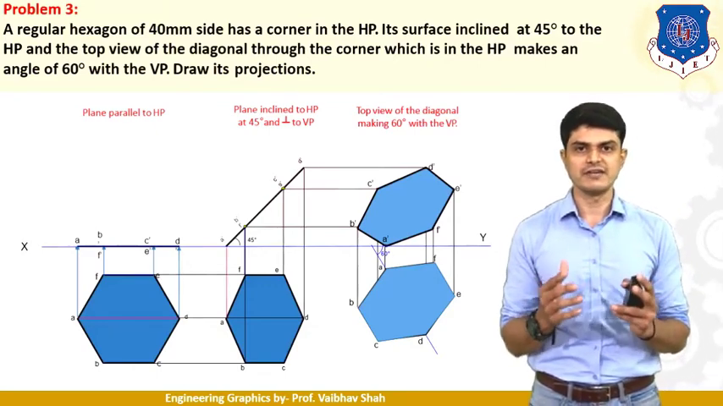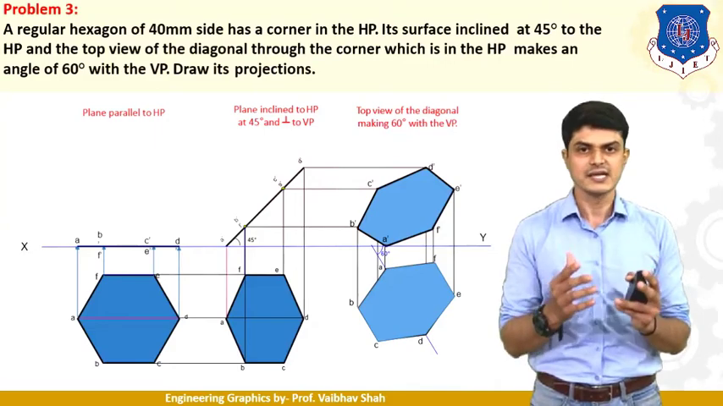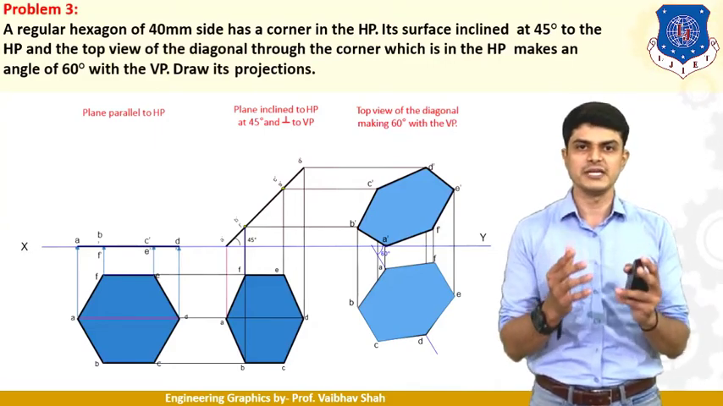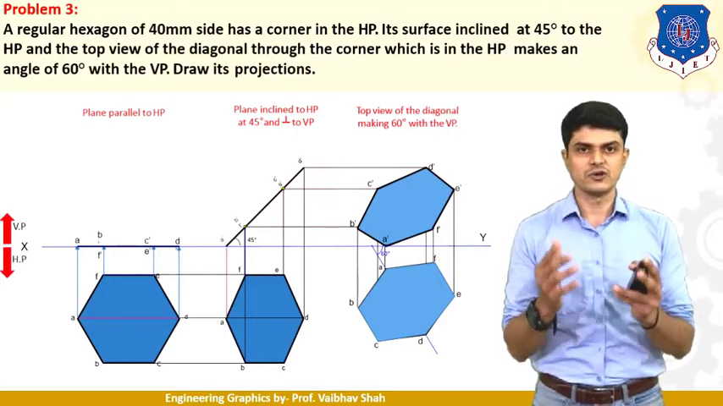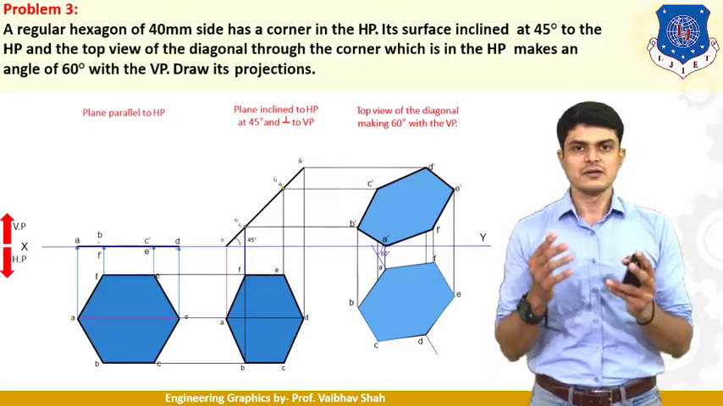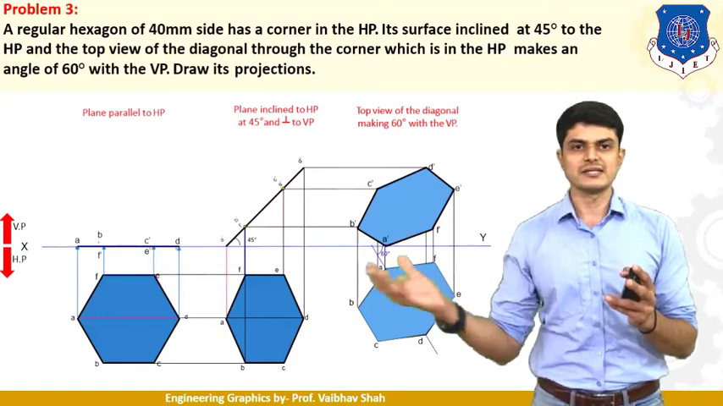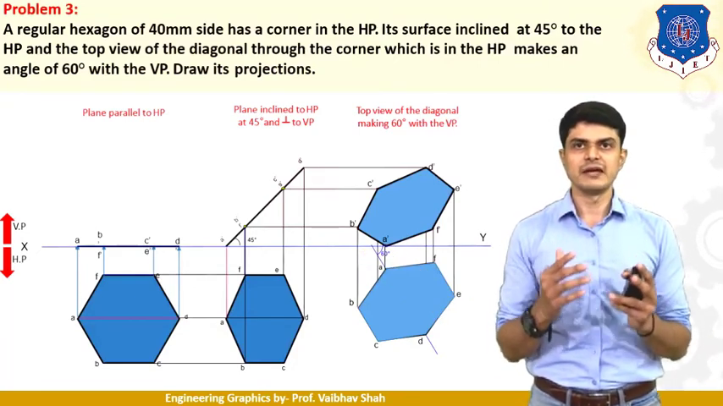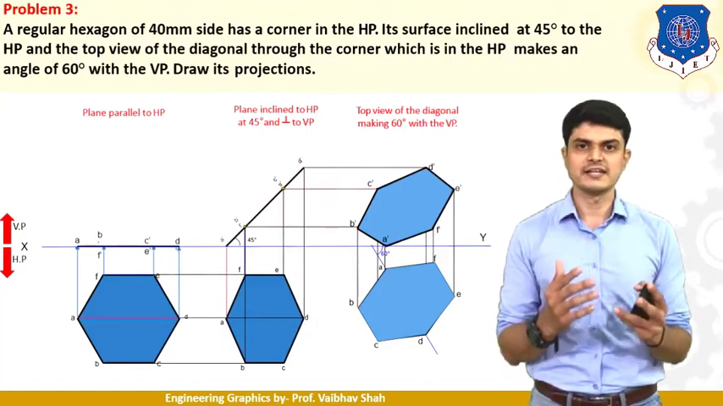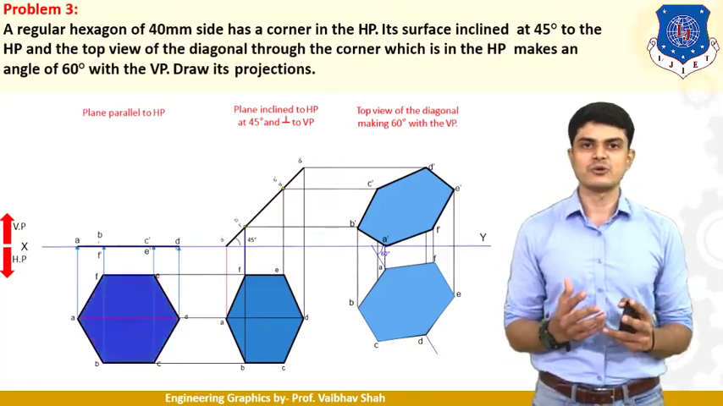So here once again we are having a hexagon, but in this case it is resting on a corner on HP. So we should draw the hexagon in HP but resting on a corner. That means the hexagon has a corner on its left hand side in your drawing sheet. Then we have one data with respect to HP and another data with respect to VP. So let us start drawing with the hexagon.